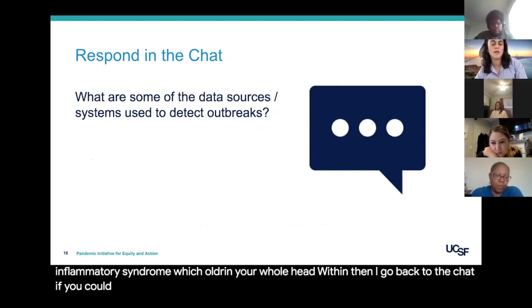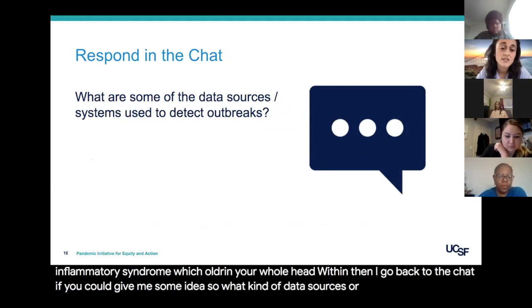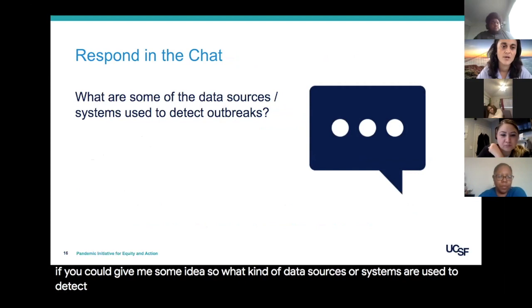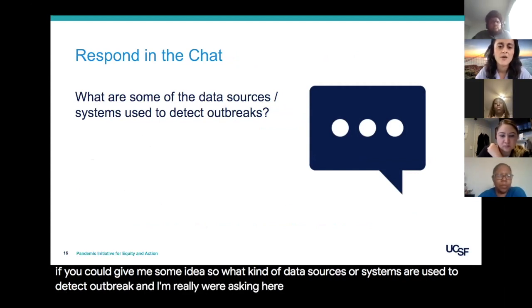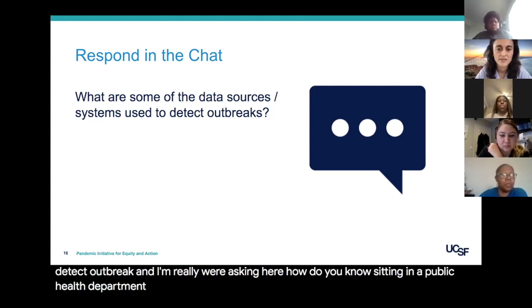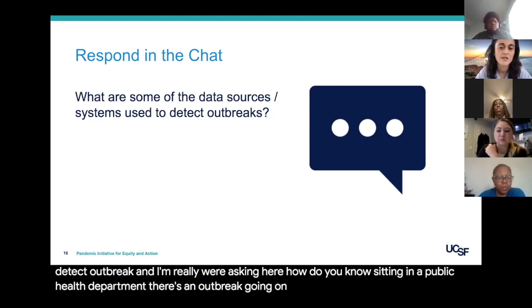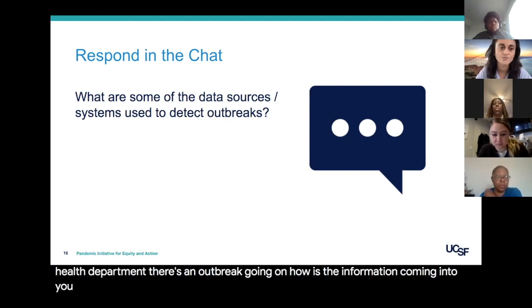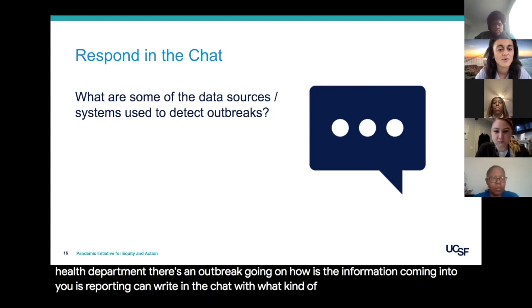If you could give me some ideas. What kind of data sources or systems are used to detect outbreaks? And I think we're asking here, how do you know, sitting in a public health department, that there's an outbreak going on? How is the information coming into you? It's mandatory reporting. Right. You can write in the chat what kind of different sources the mandatory reporting is coming from.